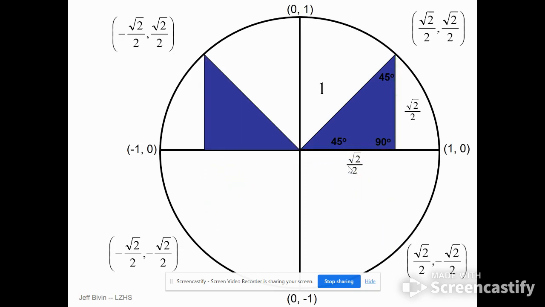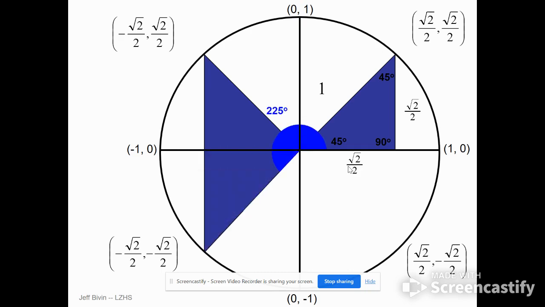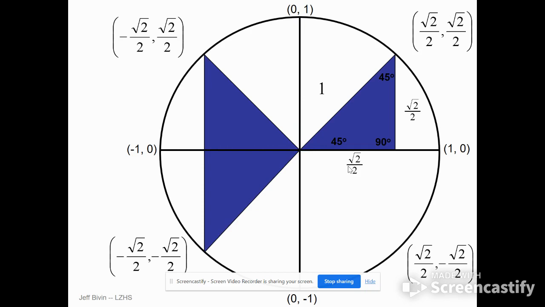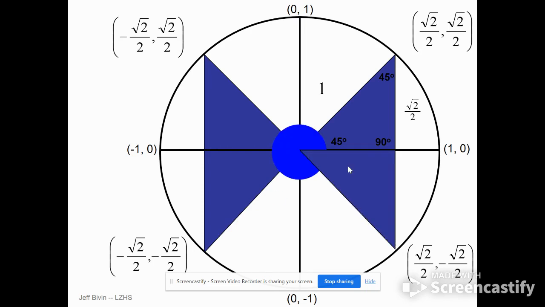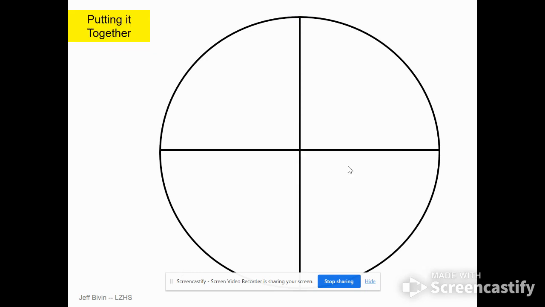Now, if I'm going 45 degrees shy of 180, that's going to be 135 degrees. Then in quadrant 3, I'm going to go 45 degrees past 180, so that's going to be 225. And then in quadrant 4, I'm going to have 45 degrees shy of 360, so that's going to be 315. So that's another set of our angles.